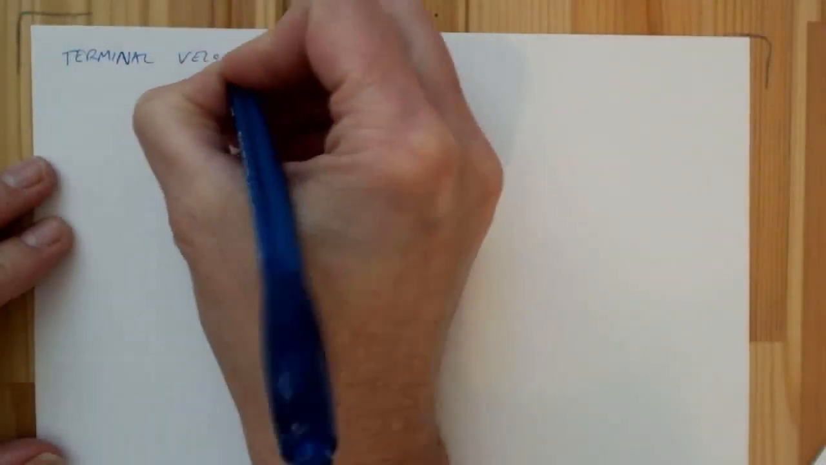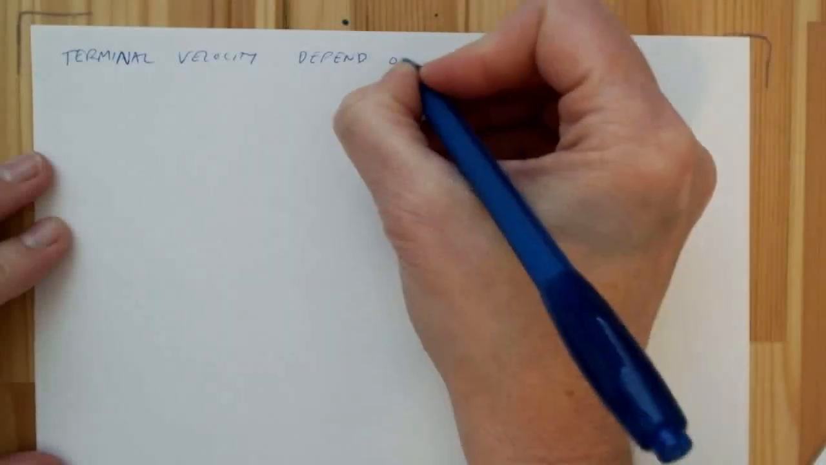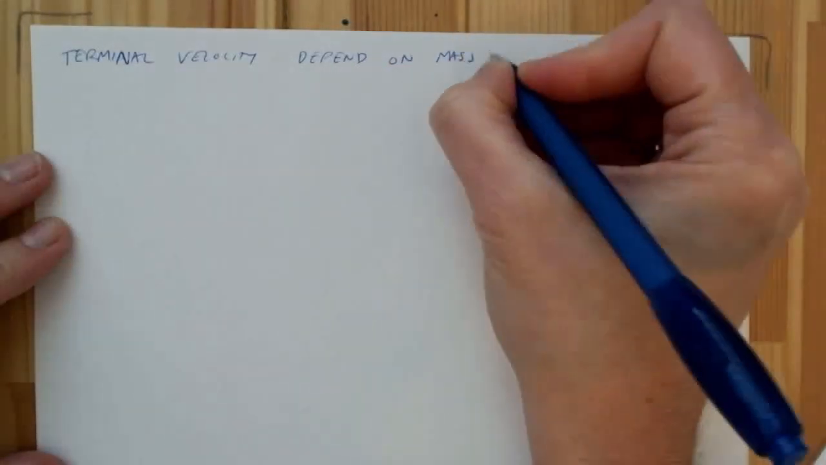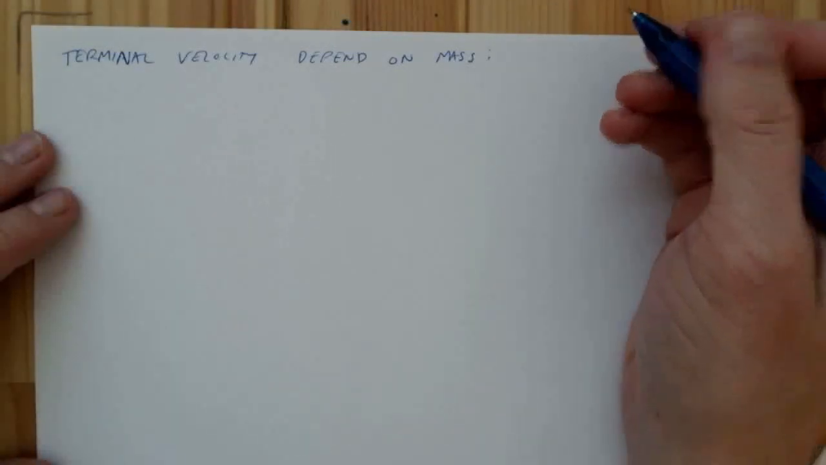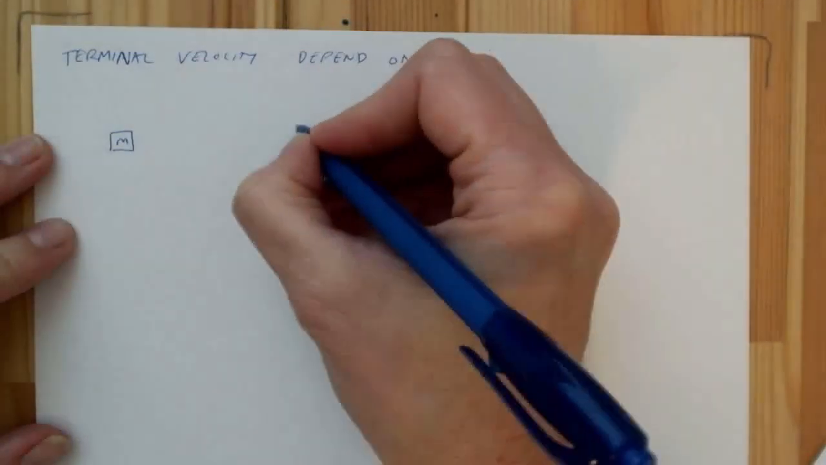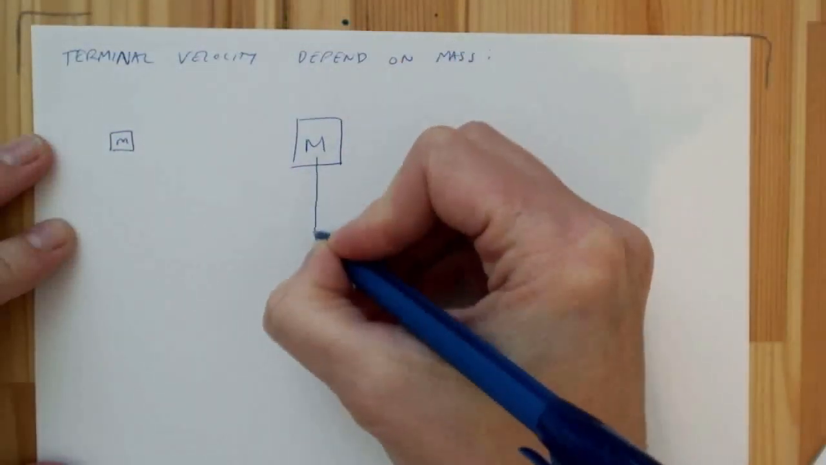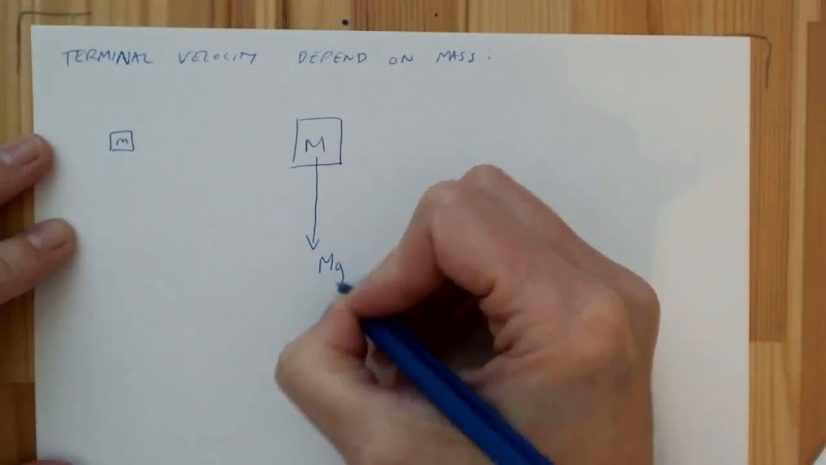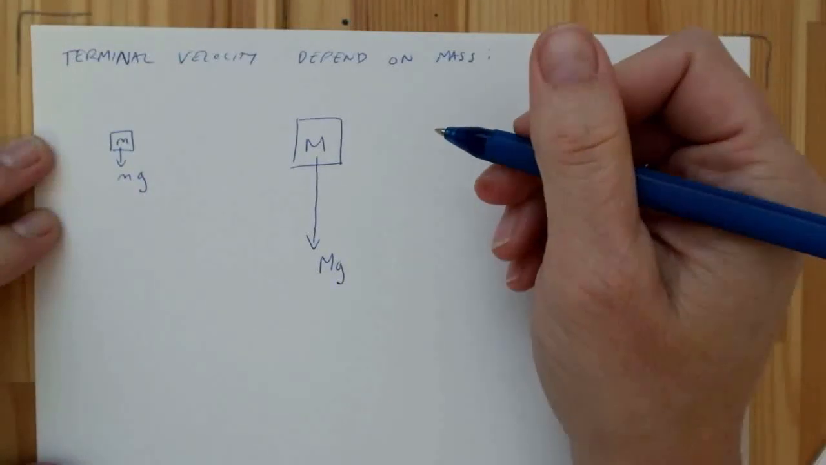So we can now say that terminal velocity is going to depend on the mass, which is why something like a feather hits terminal velocity very soon, something like a bowling ball does not. So the larger the mass, then the bigger the terminal velocity. So let's draw a small mass and let's draw a heavy mass. A heavy mass obviously has a larger mg. This one would have a very small mg.